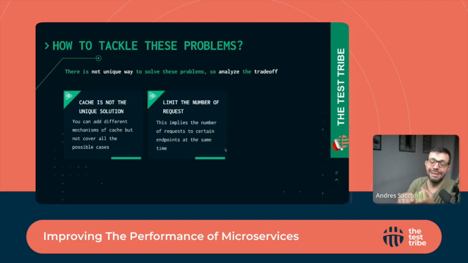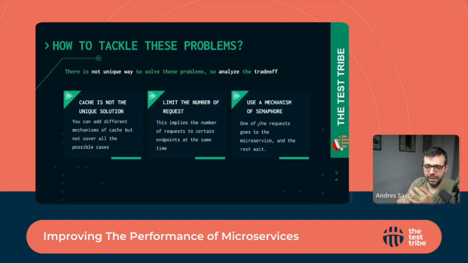Limit the number of requests. This is not the best solution, but it's a possible solution. Imagine that you want the site to continue available with this kind of huge event. So you say, okay, my microservices only accept 10 requests. Great. And when someone makes request number 11, it will return an error. In an e-commerce on these huge events, this is not the best solution, the best approach.